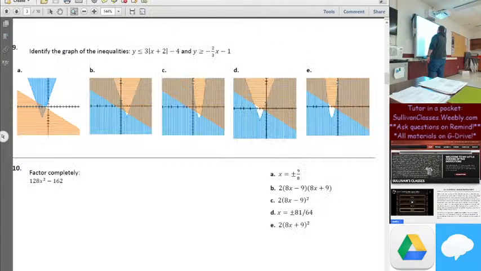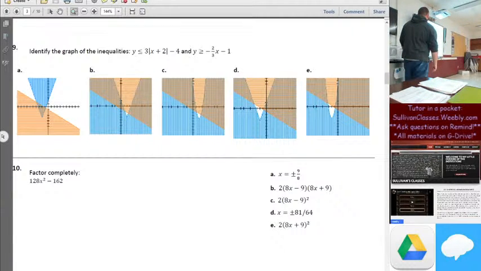So if I was looking at these, E. No, E is a parabola. D. There you go.